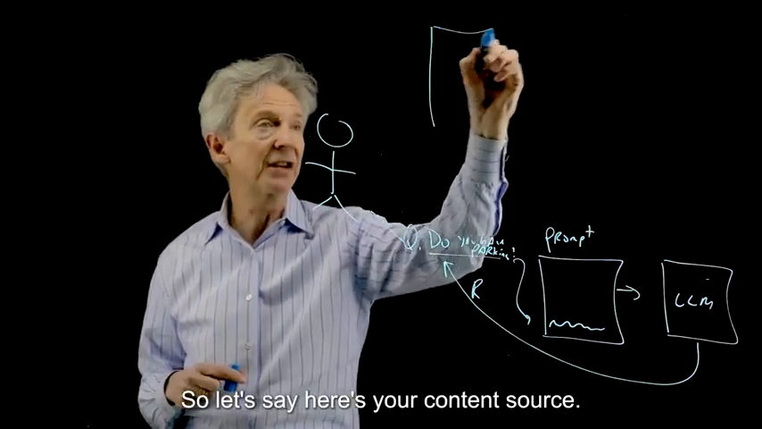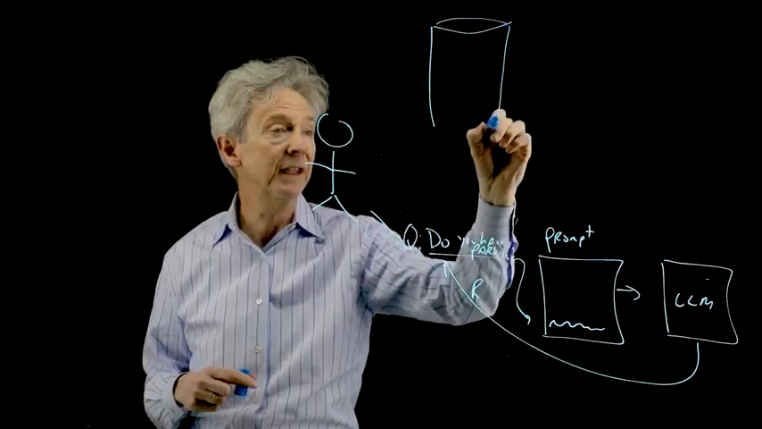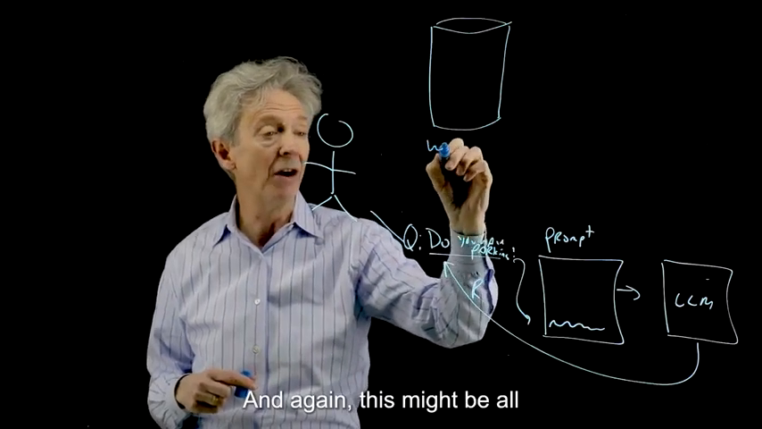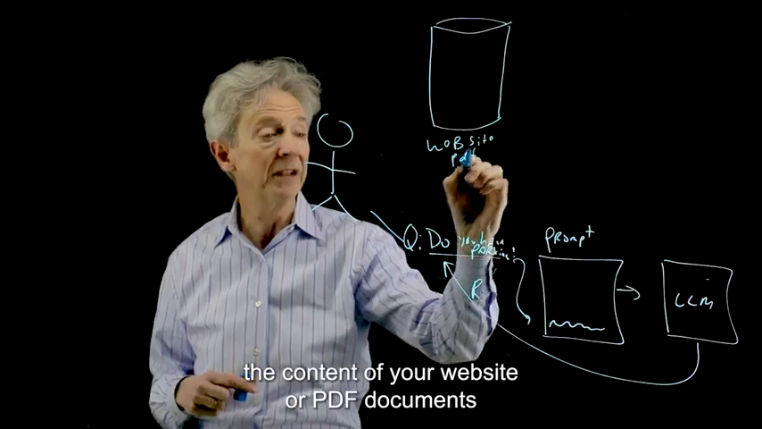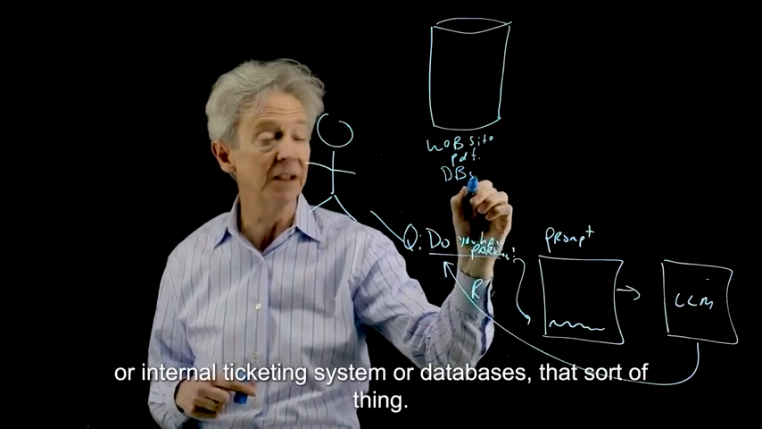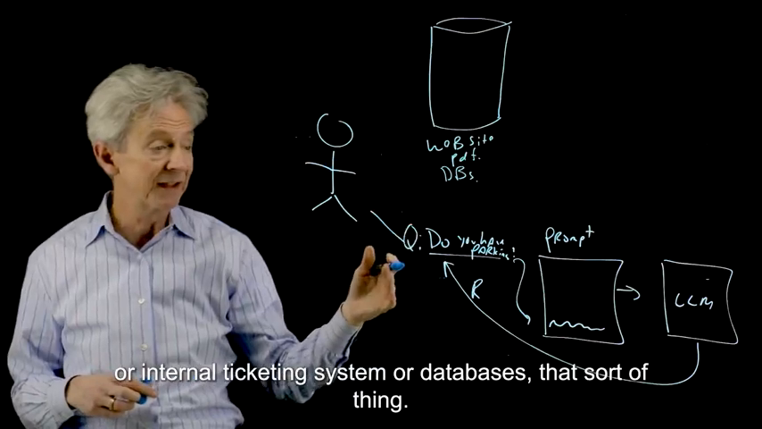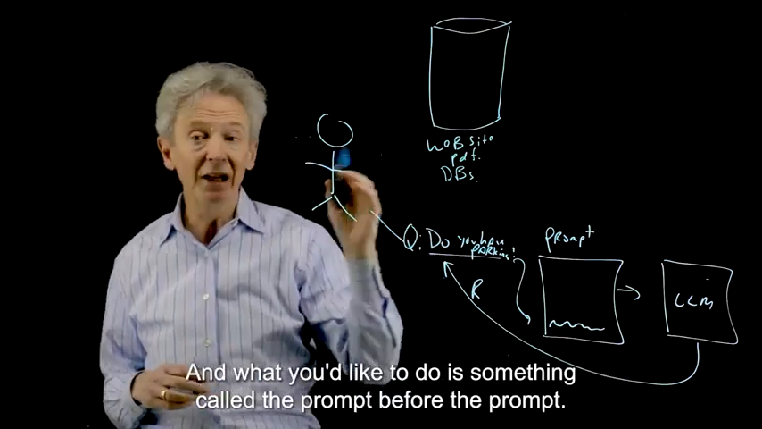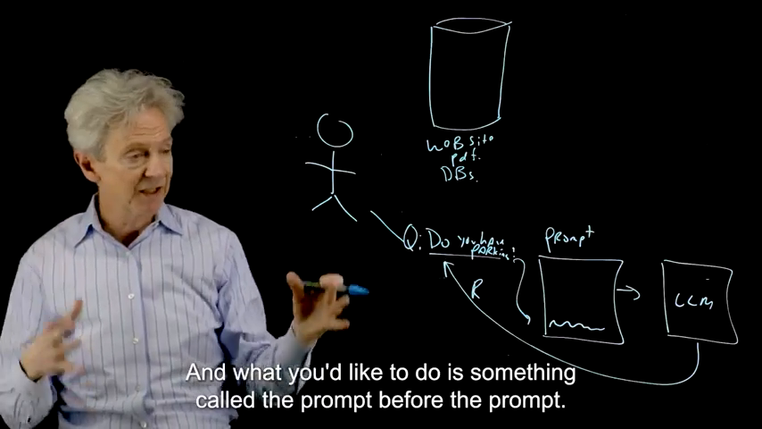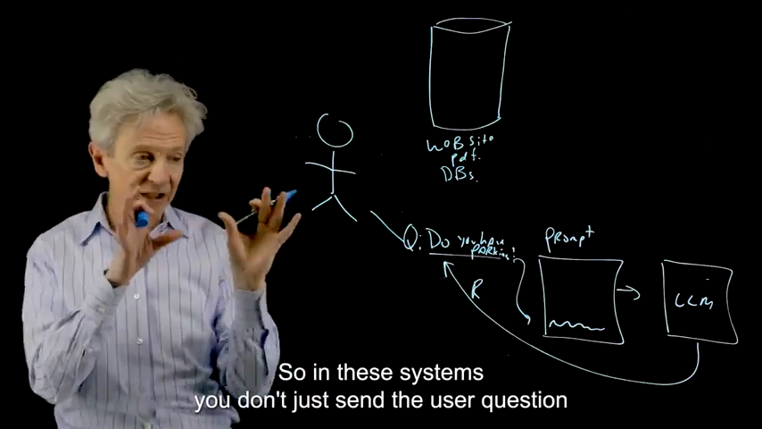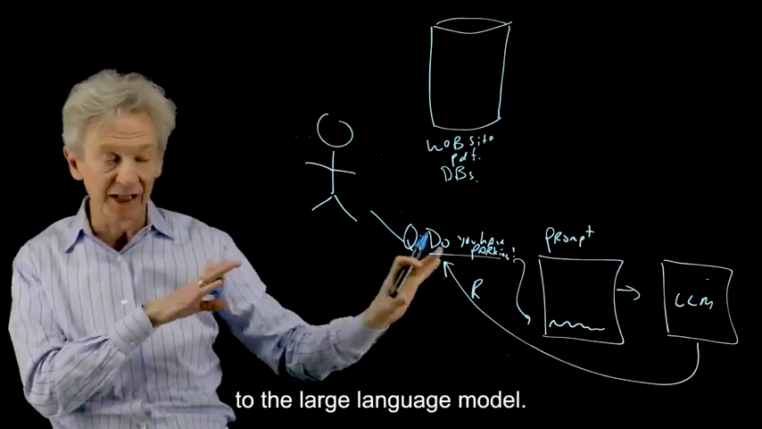So let's say here's your content source. And again, this might be all the content of your website or PDF documents or internal ticketing system or databases or that sort of thing. And what you'd like to do is something called the prompt before the prompt. So in these systems, you don't just send the user question to the large language model.